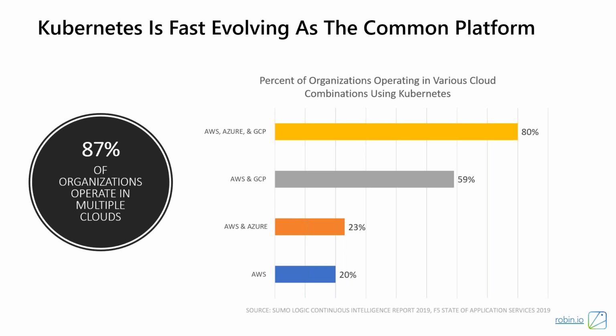The second one is almost all clouds actually have very robust managed Kubernetes services, right? So it has truly become the platform that is available across all clouds. So once you actually build your application in such a way that it can run on Kubernetes, you have multiple deployment options, right? So as you can see, across the organizations that were using Kubernetes, and these are many, almost 87% organizations are using multiple clouds, right? In fact, almost 80% are using all three hyperscalers: AWS, Azure, and GCP.